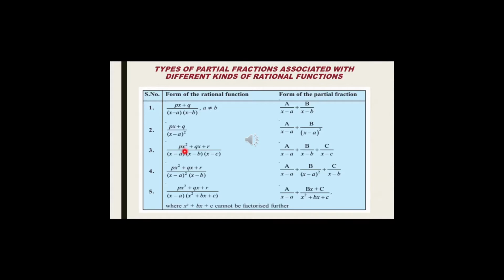Next one is the third form of rational function. Here also the denominator has three linear factors. Fourth one is where the denominator has three factors. One is a repeated factor and another is non-repeated. Next, the fifth one is where the denominator has two factors. One is a linear factor and another is a non-factorized quadratic. Let us discuss all these and solve related problems.